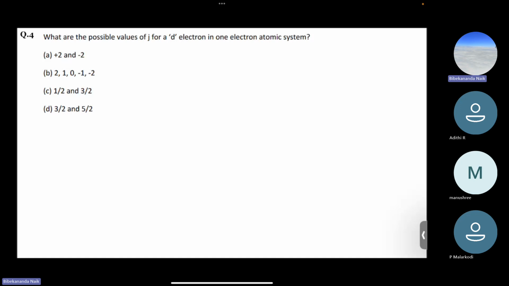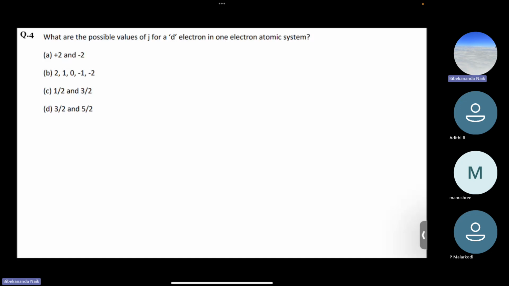Now question number 4 says, what are the possible values of J for a d electron in a one electron atomic system? Option A: plus 2 and minus 2. Option B: 2, 1, 0, minus 1, minus 2. Option C: 1/2 and 3/2. And option D: 3/2 and 5/2. So these are the 4 options.